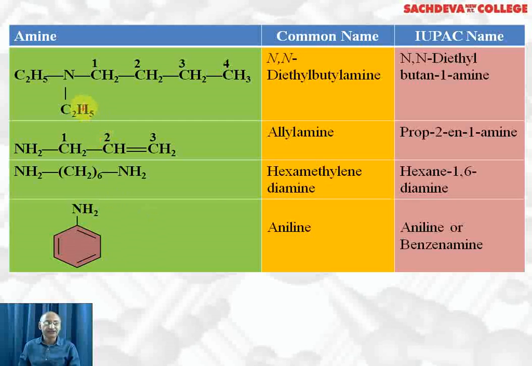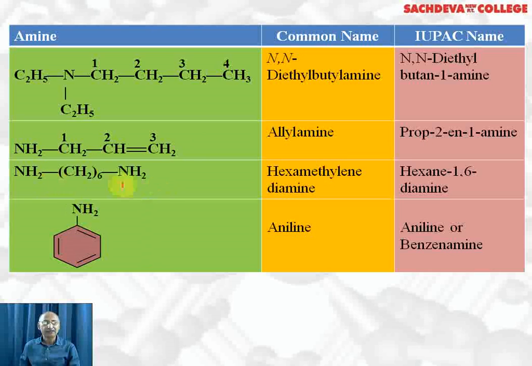Next we are taking a tertiary amine in which two are ethyl groups and one is a butyl group. So the common system name is N,N-diethylbutylamine. In IUPAC it will be N,N-diethylbutane-1-amine. Now we have a double bond as well as an amino group. Remember, the amino group will be preferred over the double bond. So in the common system, it is called allylamine. In IUPAC system, it will be called prop-2-ene-1-amine. That is, the carbon which is attached to the amino group will get preference.